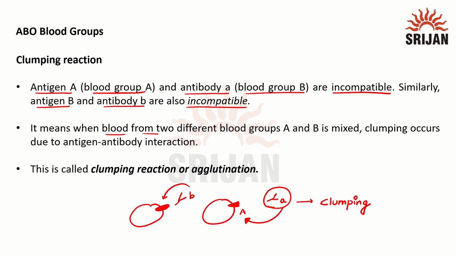So when blood from two different blood groups, that is A and B, are mixed, clumping occurs due to antigen-antibody interaction, and this is known as clumping reaction or agglutination.